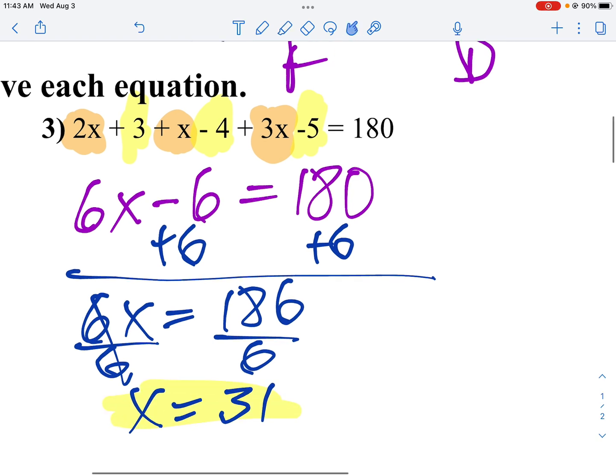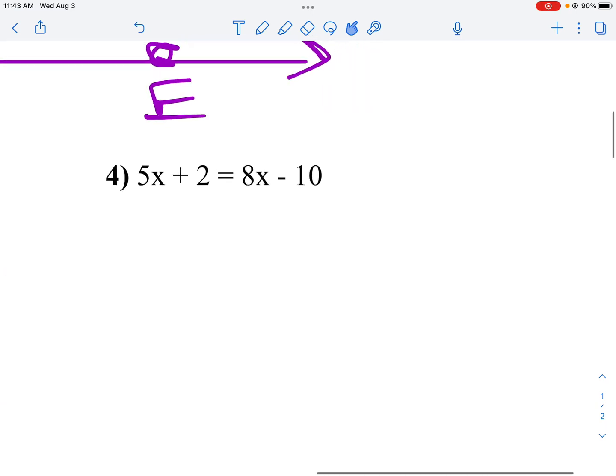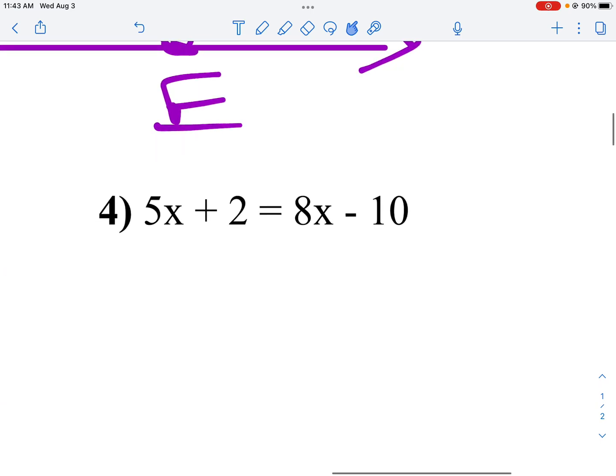And finally, let's take a look at number 4. The only difference is, notice this time, my variables are on the opposite sides, so I want to get all the variables on the same side. It doesn't matter which one you move. You can move the 5x, or you can move the 8x. You'll notice I always like to move the smaller one because I like to keep my variables positive, but it doesn't matter.